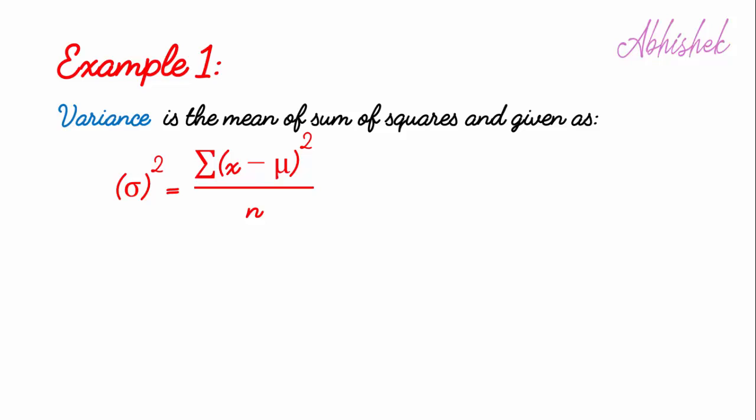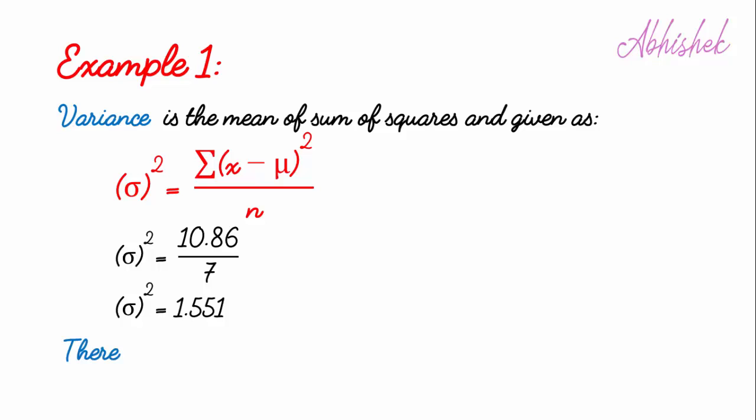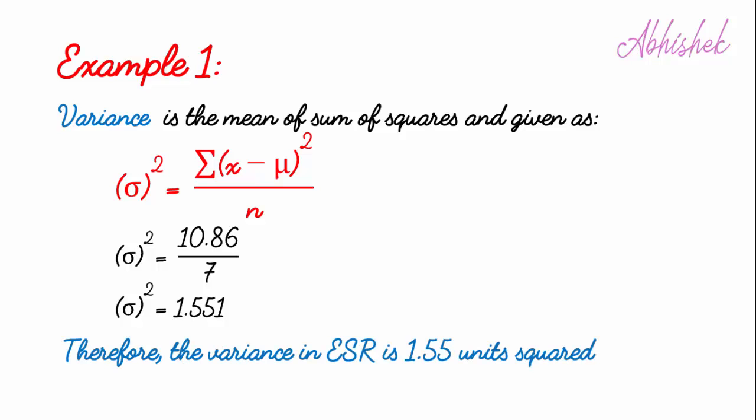Variance is denoted as sigma square is equal to summation of x minus mu the whole square, that is sum of squares, divided by n, that is the total number of values. In this case, we can therefore write it down as 10.86 divided by 7. Therefore, the variance is 1.551. Point to be noted here is variance is in units squared.